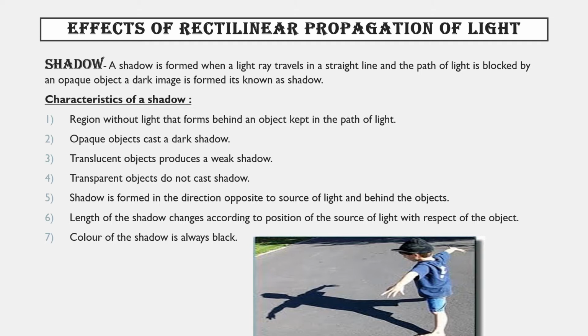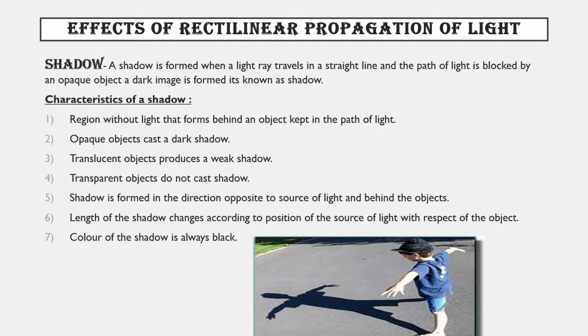Now there are some characteristics of shadow. First one, shadow is the region without light that forms behind an object kept in the path of light. Second, opaque objects cast a dark shadow. Opaque objects, through which light cannot pass, cast a dark shadow.